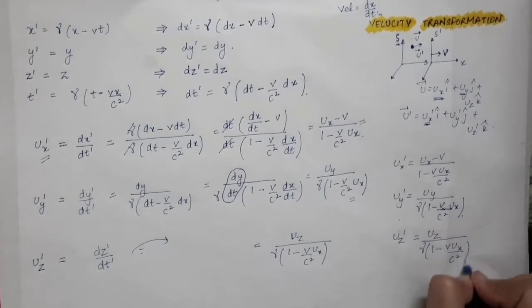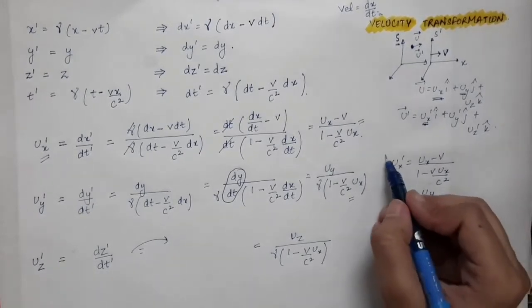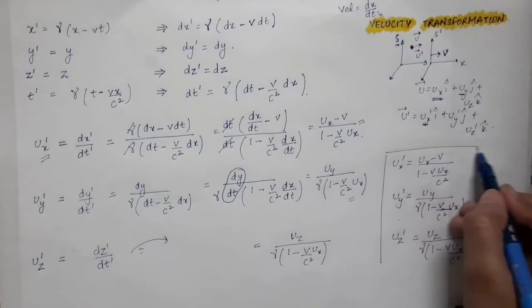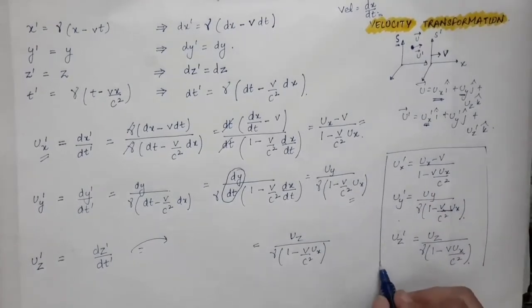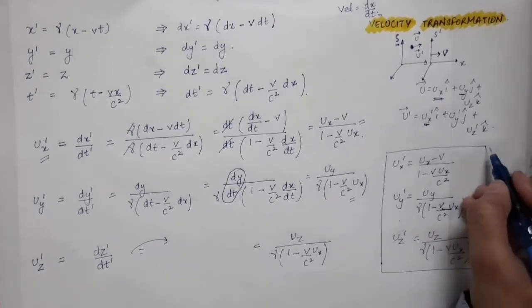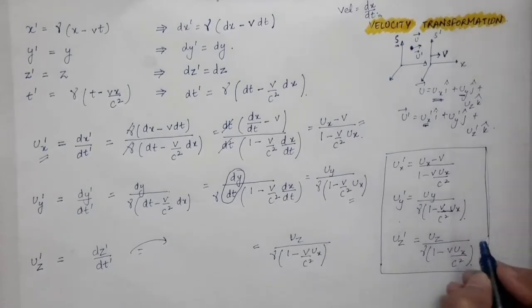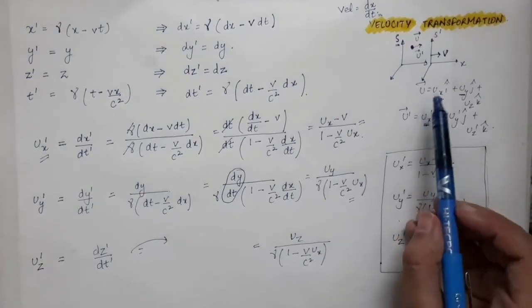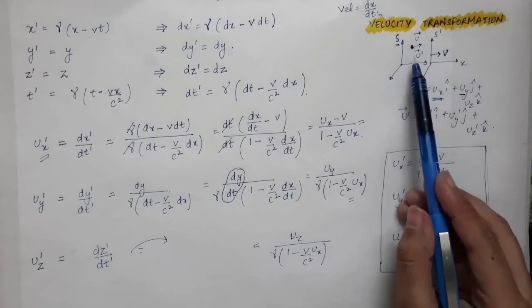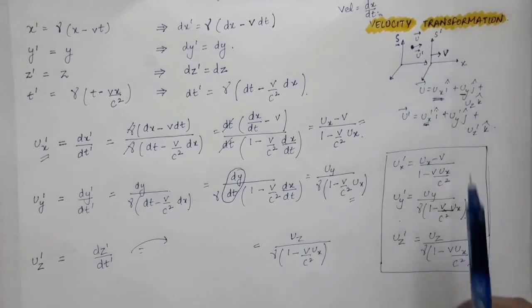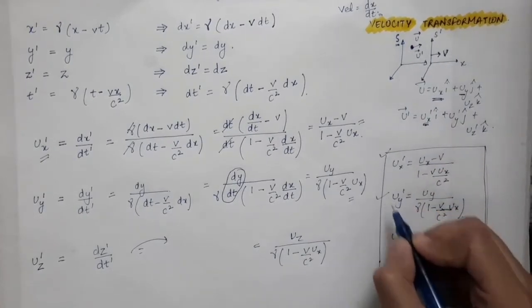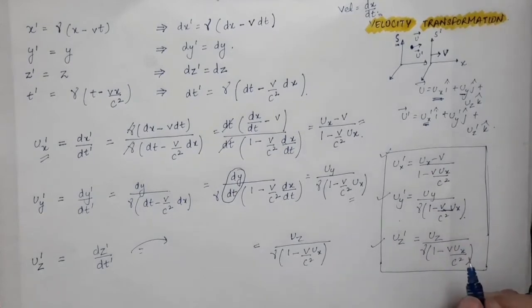So this you have to solve by yourself. The steps will remain the same. These three equations will be used in the next article to transform the velocity. So if you know the velocity in one frame, you can find the velocity of that particle in another frame using these velocity transformation equations.